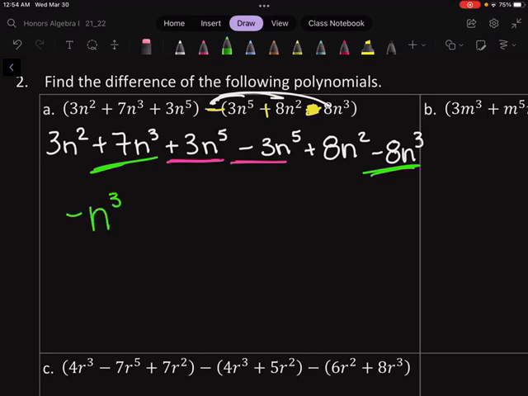And then finally, my n squares would be 11n squared, because that's 3 plus 8. Really not so bad, right, ladies? I didn't think so.